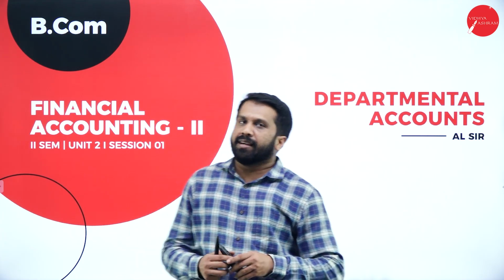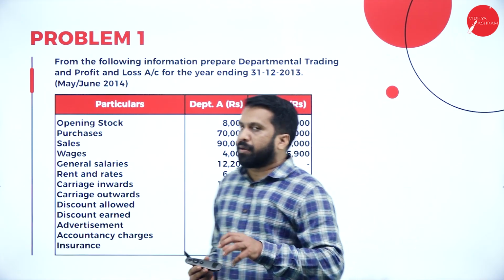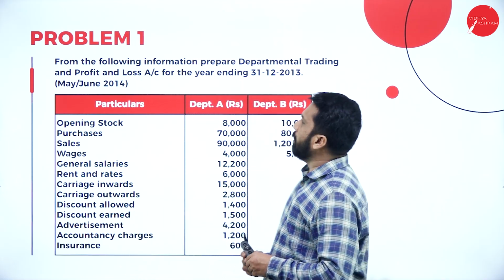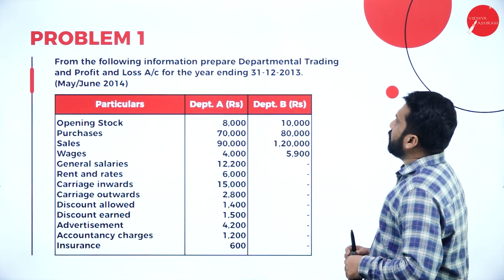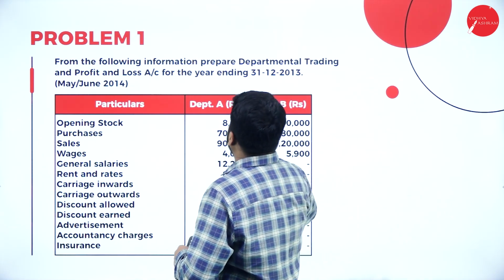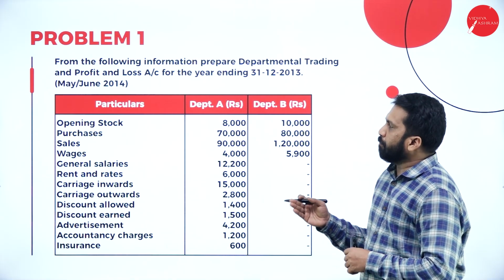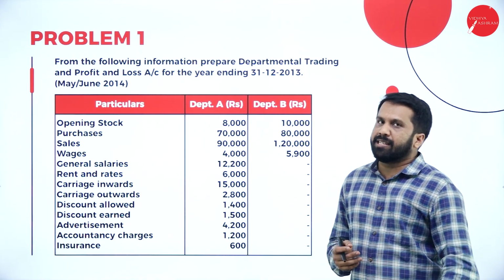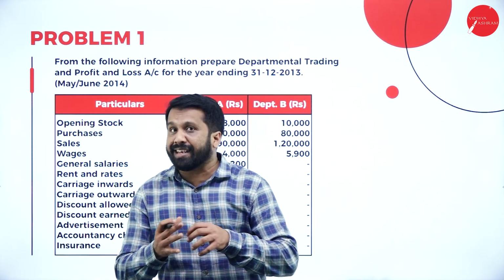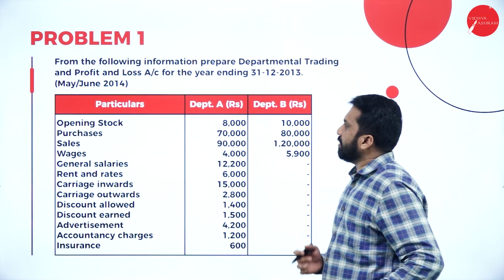Clear? Yes. Now, under departmental accounts, I'll explain with an example of one problem. From the following information, prepare departmental trading and profit and loss account for the year ending 31st March 2013. These are the information we have. Very simple. If there are A, B, C, three departments, you have to categorize and divide. How do you divide or categorize?